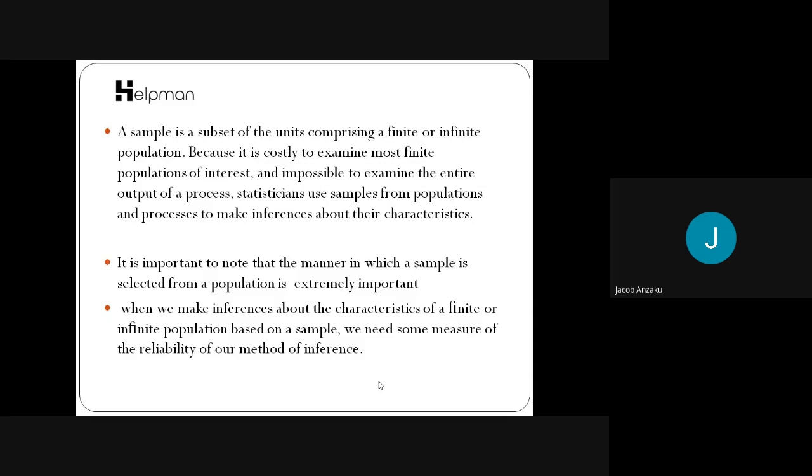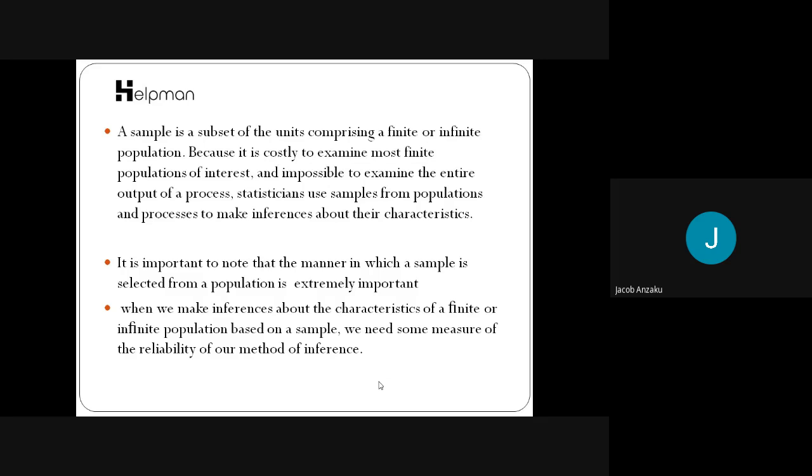a process, statisticians use samples from populations and processes to make inferences about their characteristics. Just like I explained earlier on, since it is usually impossible to examine the total population, we take a sample out of the population, and from that sample, we can make an inference about a particular characteristic of the whole population.